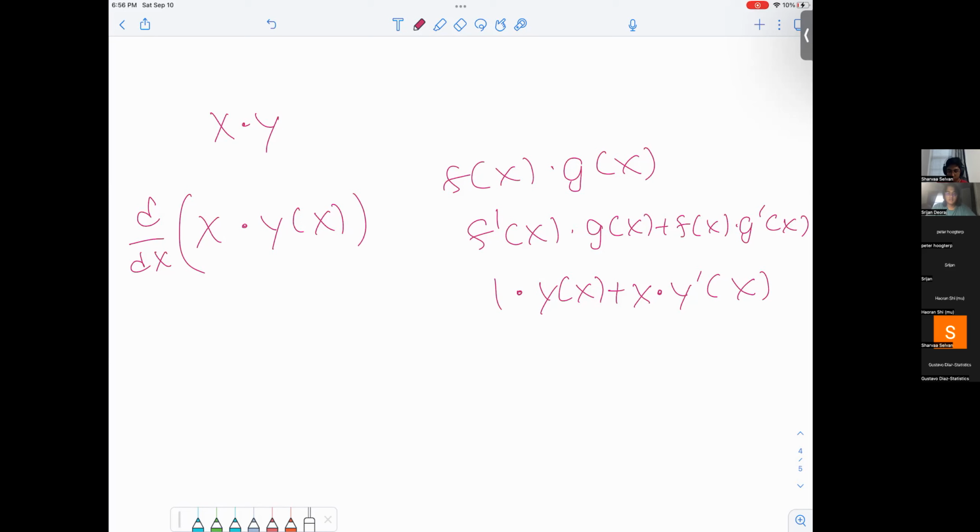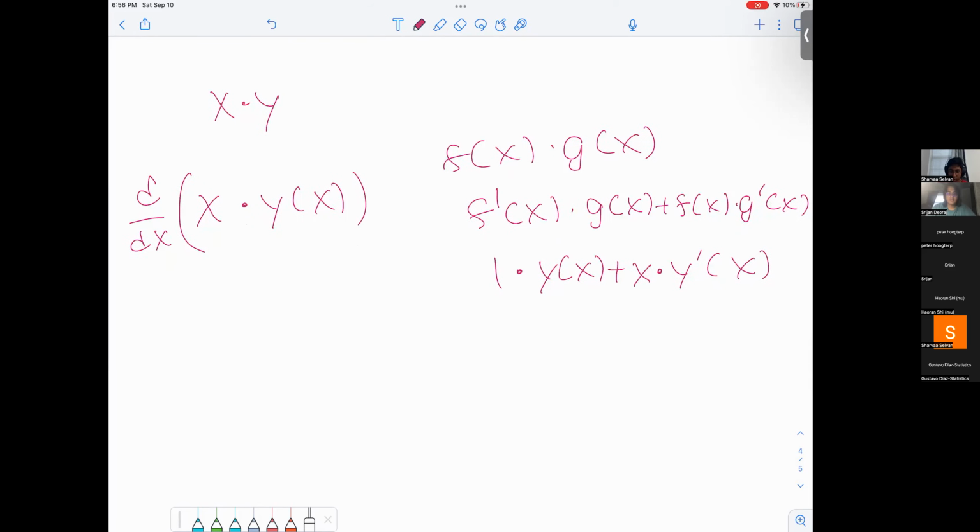Now, going further from here, remember, we can just go back and write y of x as y, so you get y plus x times the derivative of y. And the derivative of y will represent as dy dx. And that's pretty much it.